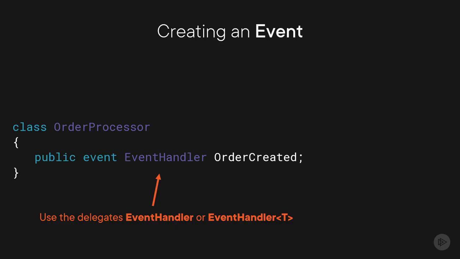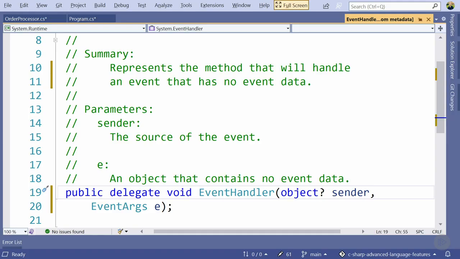It's recommended to follow the same pattern used in .NET and as suggested by the guidelines. This means the delegate that is used together with the event keyword should be based on the EventHandler delegate, or the generic alternative. The EventHandler delegate defines two parameters: the sender and the event data. The event data is also known as the event arguments.